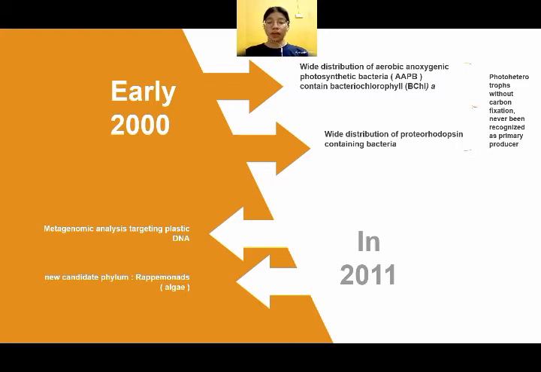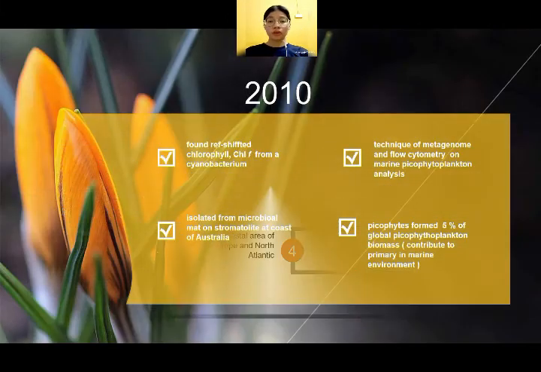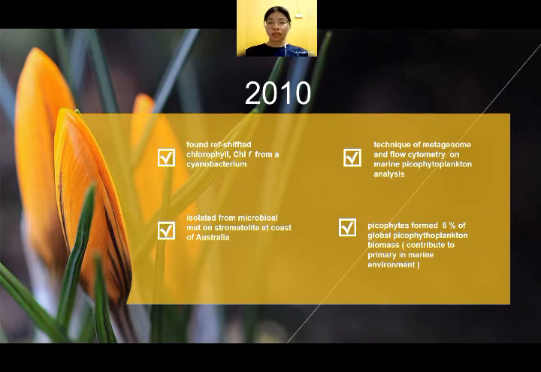It was given the name Rappemonas and is very close to haptophytes, but it did not belong to any known phyla phylogenetically. Metagenomic analysis in 2007 detected a phytoplankton which did not belong to any known phyla of algae. It was given the name Picobiliphytes and is distributed widely in coastal areas of Europe and the North Atlantic. In this year, another redshifted chlorophyll was reported from a cyanobacterium isolated from a microbial mat on stromatolite.